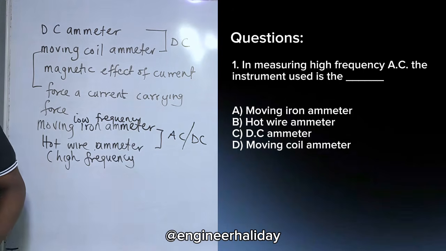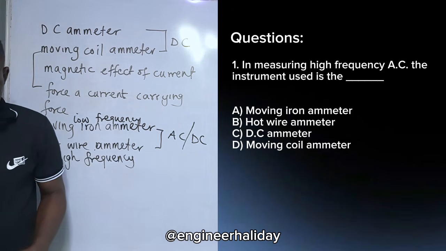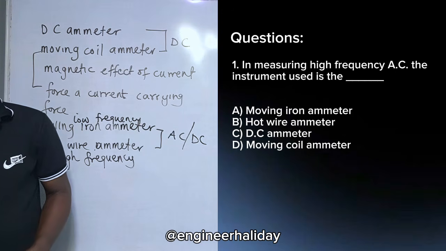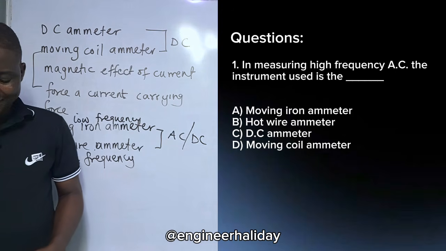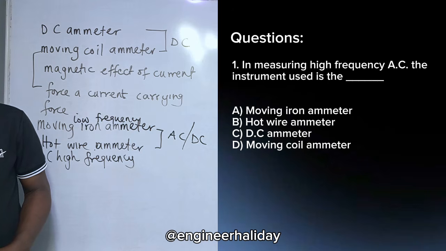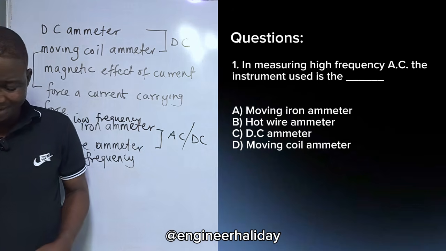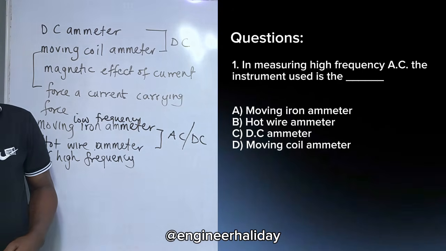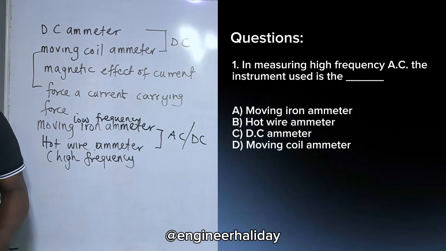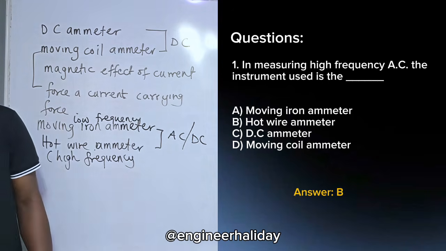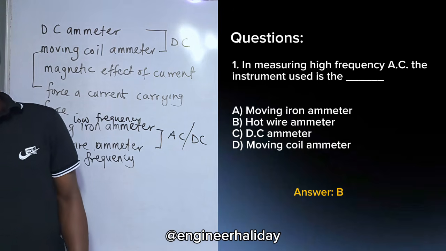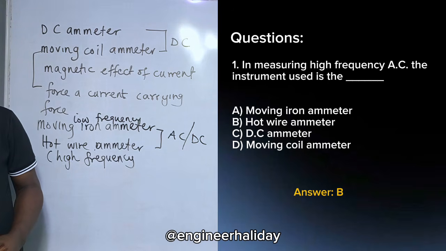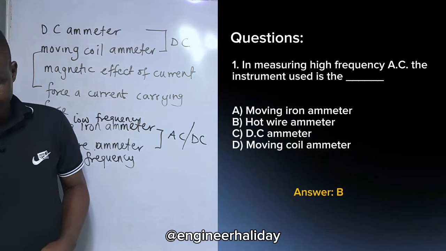So I've explained that. Now the question says, in measuring high frequency AC, the instrument used is dash. A, moving iron ammeter. B, hot wire ammeter. The answer is the hot wire ammeter, option B. We cannot use the moving iron ammeter. D is the DC ammeter, which is also known as a moving coil or galvanometer when a shunt is connected in parallel. So that is the DC ammeter, and we can use the moving coil ammeter for measuring DC too. So the answer is B.